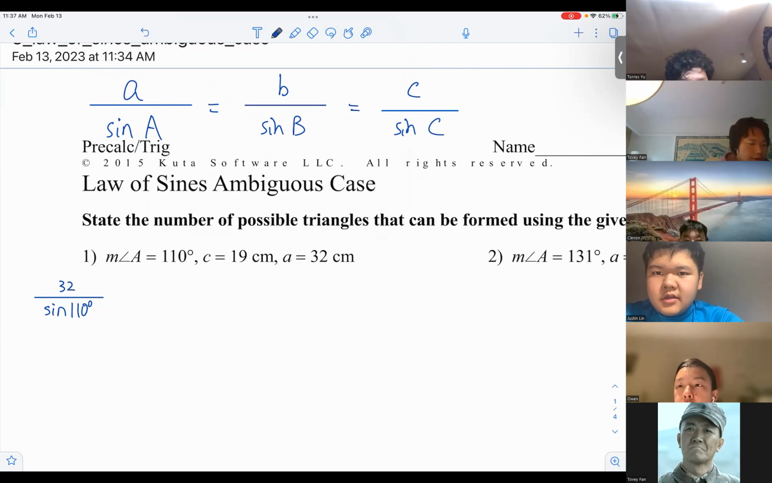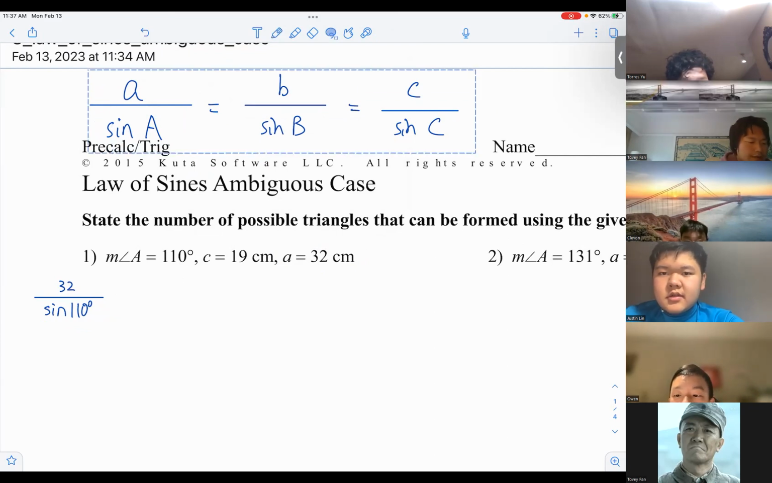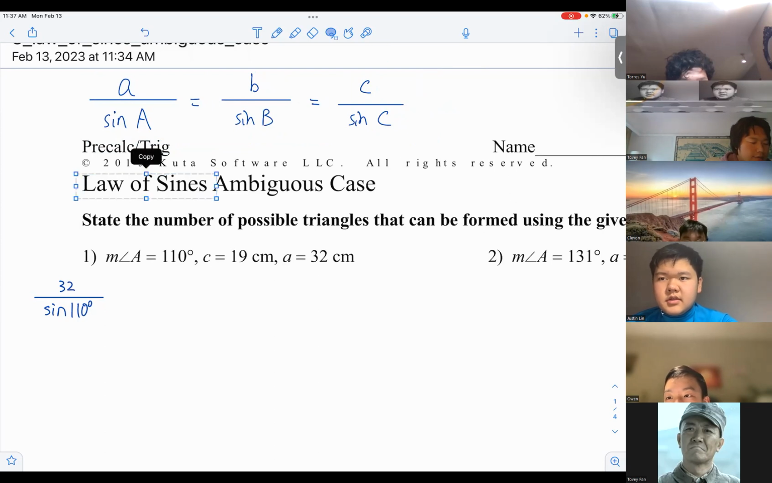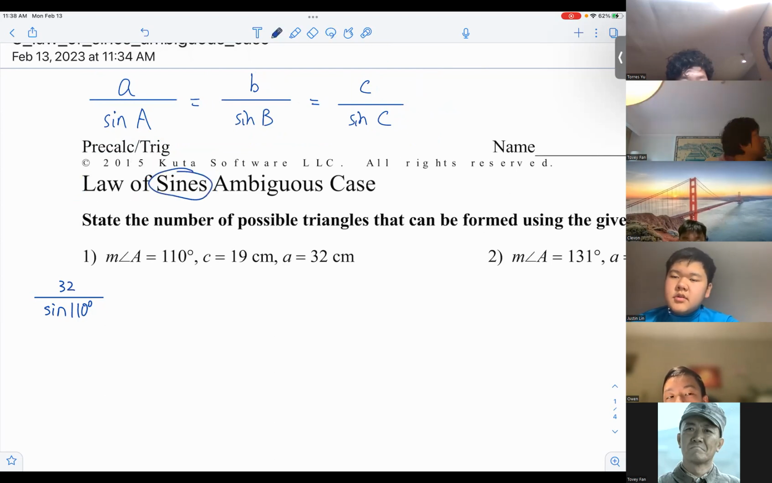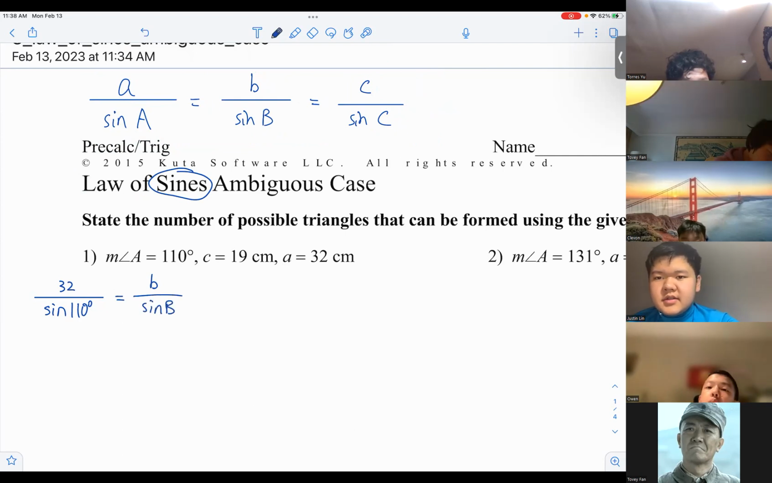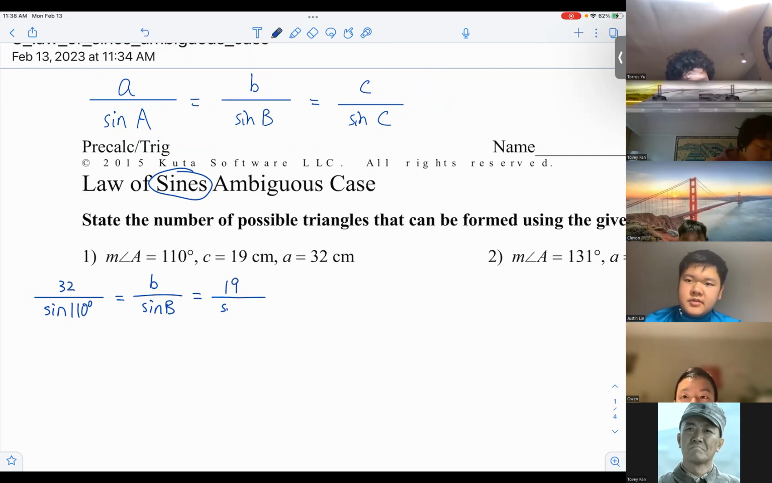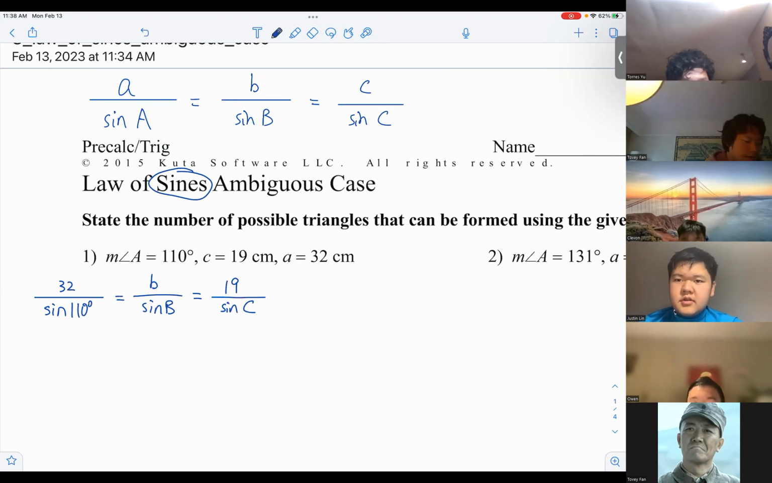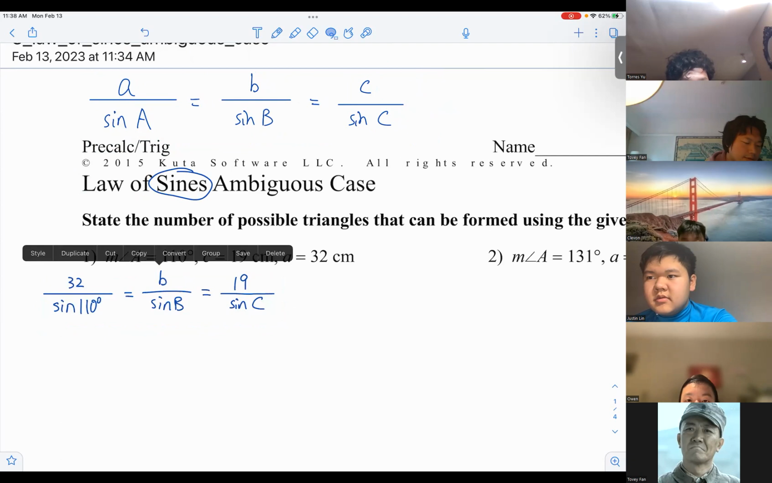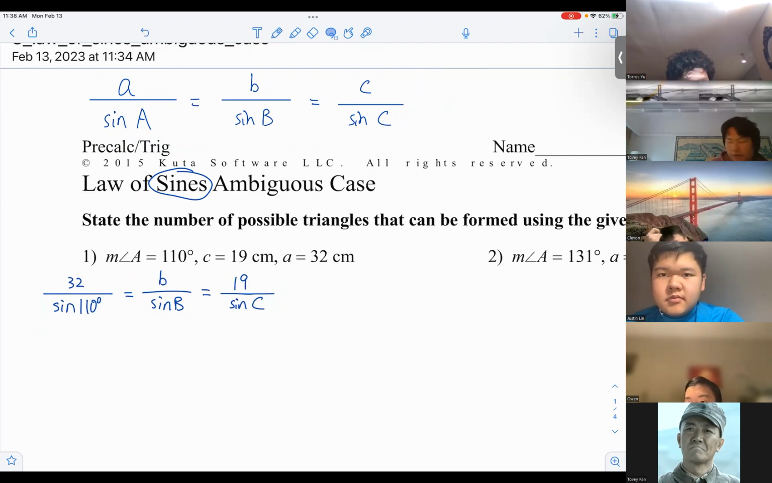Does that make sense? Just plug in, but remember the sine, because it's law of sines. You must have sine in it. And that equals B over sine B. Both are unknown. And then that equals 19 over sine C. Good, then that's the equation. Okay, which do you think we should solve first?